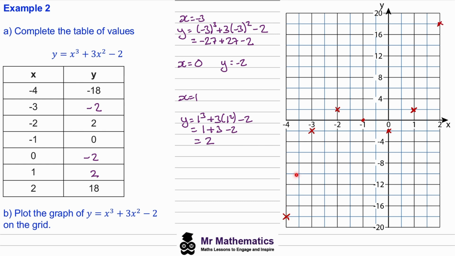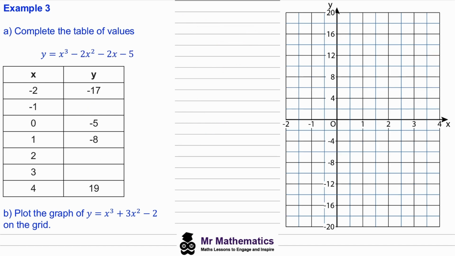And now we need to join these points together to create the smooth curve. So we should get something like this. Let's try one more example. So in example 3, we've been given this equation for y. We need to complete the table of values and then to plot the graph. Do you want to give this question a go yourself? You can pause the video and come back when you're ready.